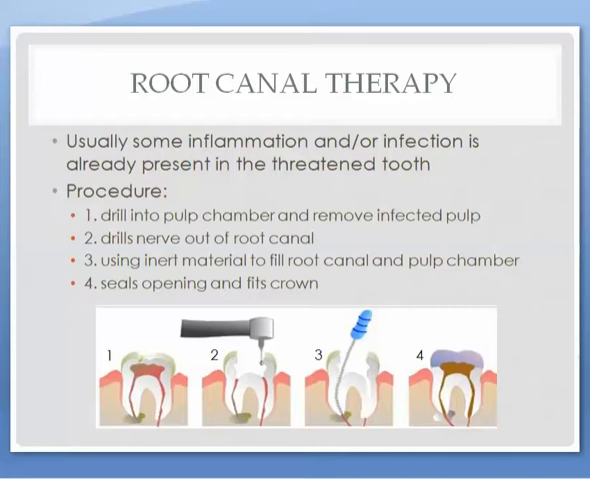When there is a threatened tooth in need of RCT, inflammation or infection may already be present. The first step is to drill into the pulp chamber of the tooth and remove the infected region. Next, the root canal's nerve is removed by drilling, and then the tooth is filled using an inert material such as gutta percha. Finally, the endodontist seals the tooth and, with the removal of the nerve and blood supply, fits a crown. As you can see, there's a diagram detailing the steps on the bottom of the slide.